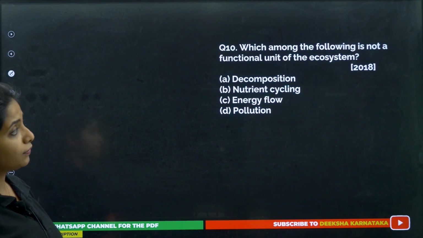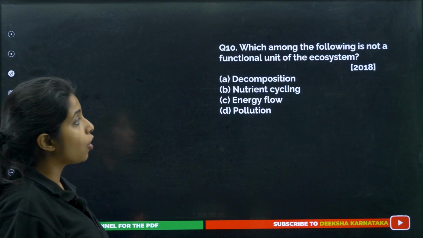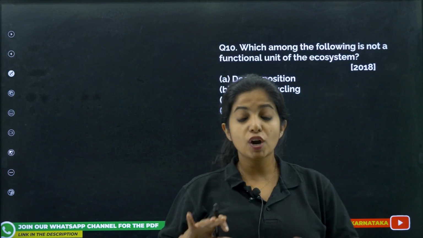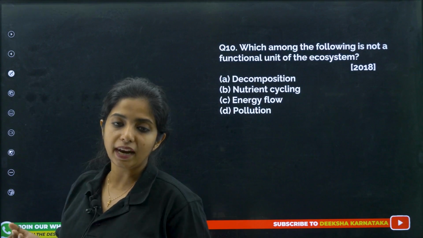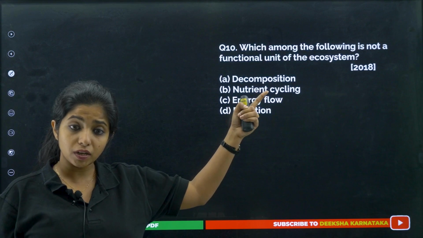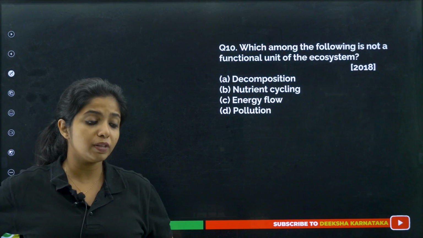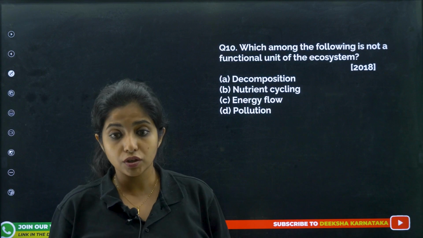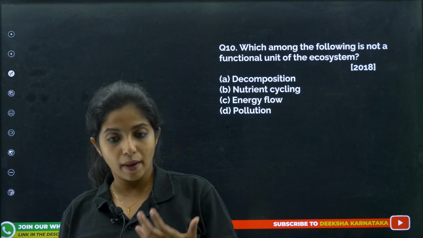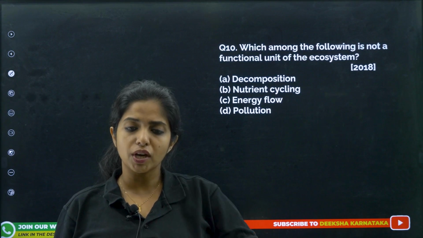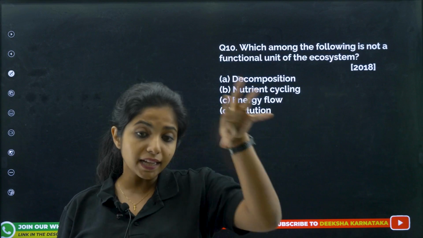Next, which among the following is not a functional unit of ecosystem? What does not play a major role in the ecosystem balance, functioning and things like that? Decomposition. Do you think it does not play a big role? It plays a big role, because decomposition means what? It means breaking down a lot of things to give the important nutrients back to the soil, right? So decomposition has a huge role to play in the ecosystem.